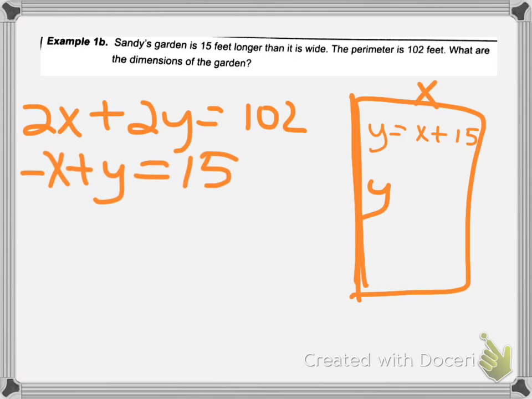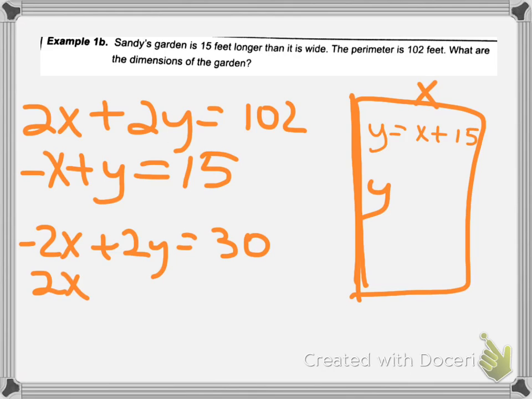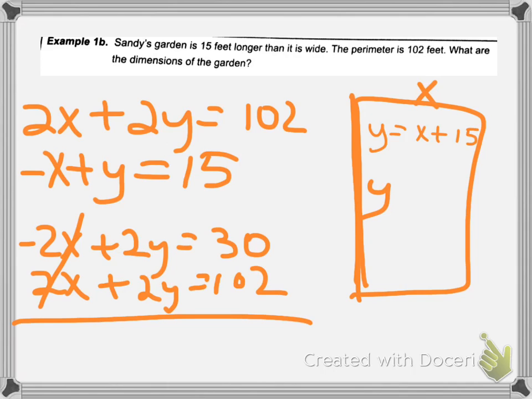Okay, so what I'm going to do is multiply this one by 2 so that my x's will cancel out. So I'll have negative 2x plus 2y equals 30. I'm going to rewrite the 2x plus 2y equals 102. Do you understand what I'm doing? Mm-hmm. So then they'll cancel out. Yes. 4y equals 132. And then divide by 4, which should be like 80 or something like that.